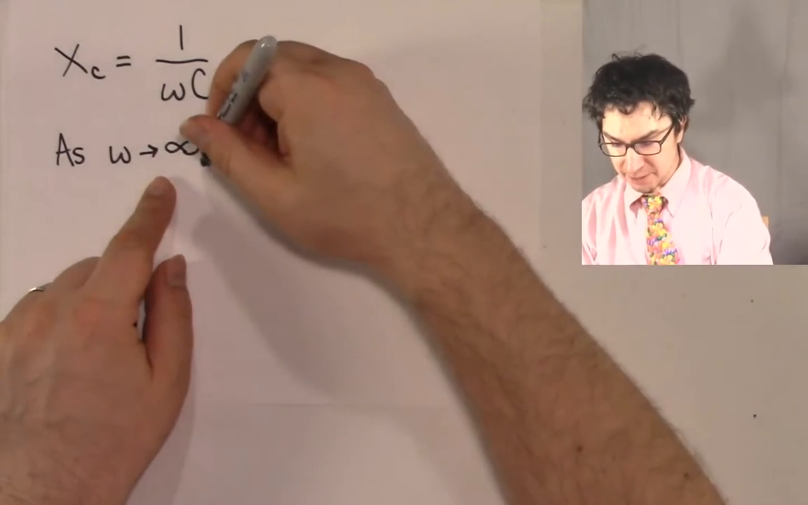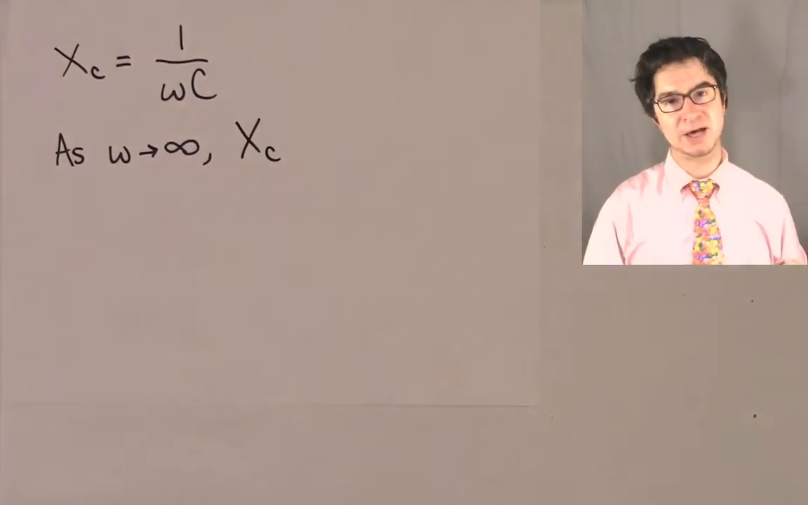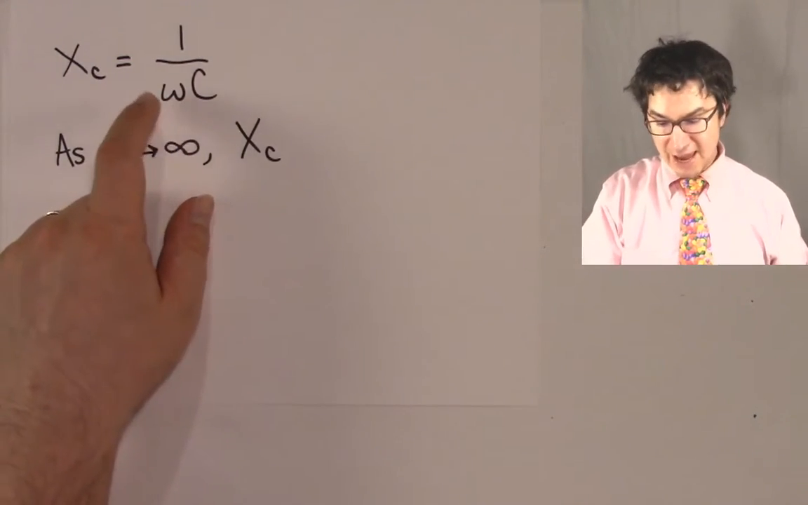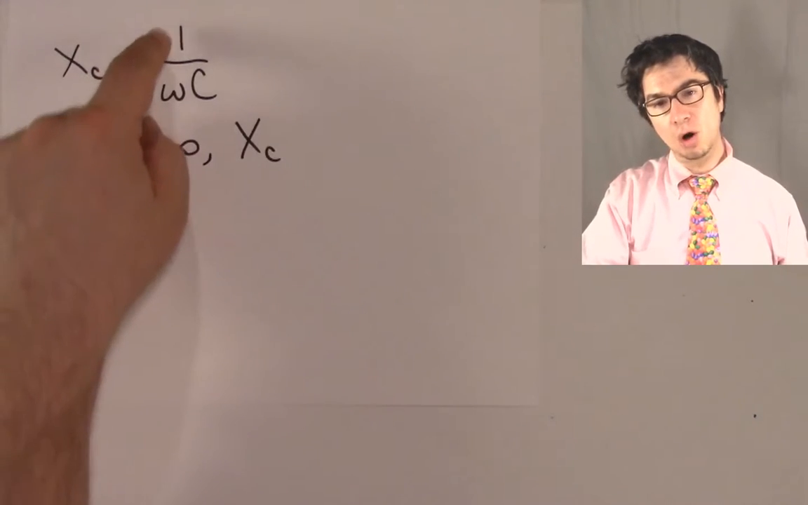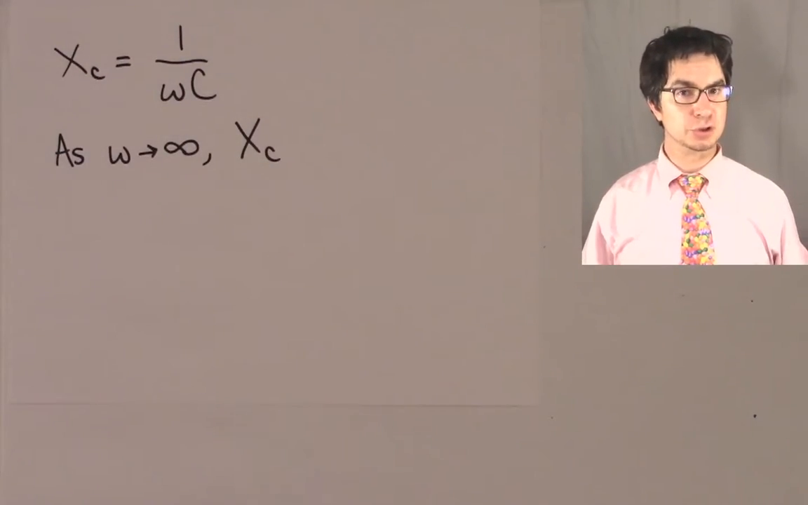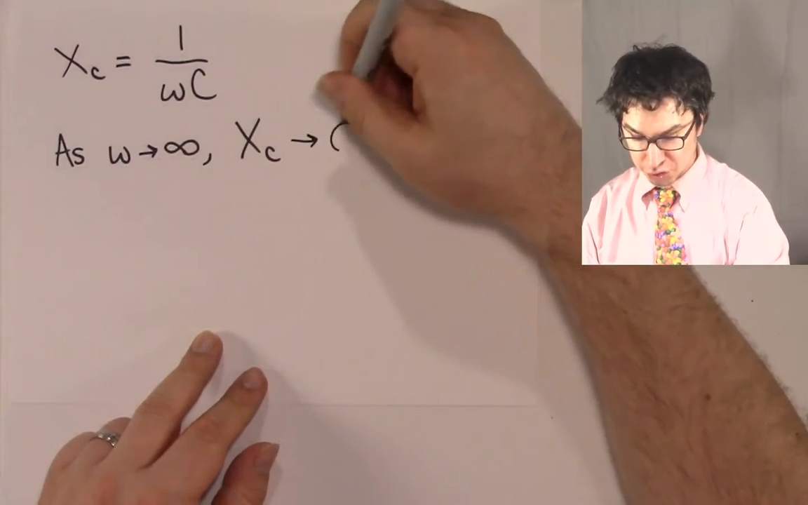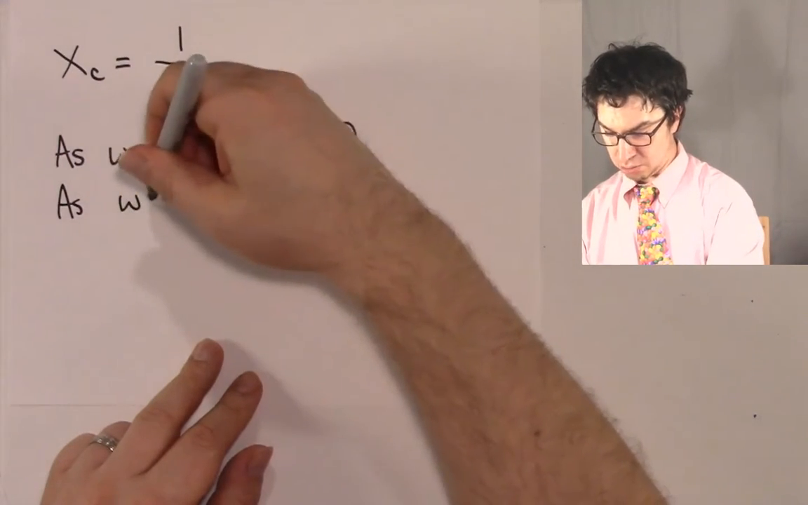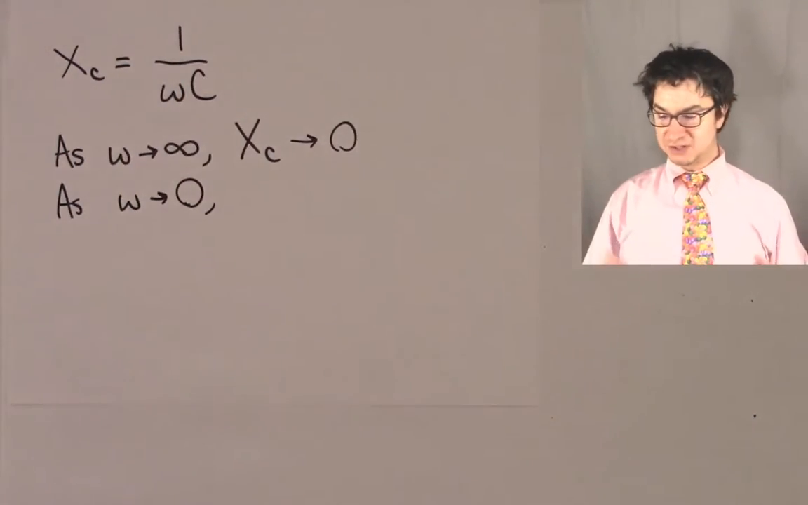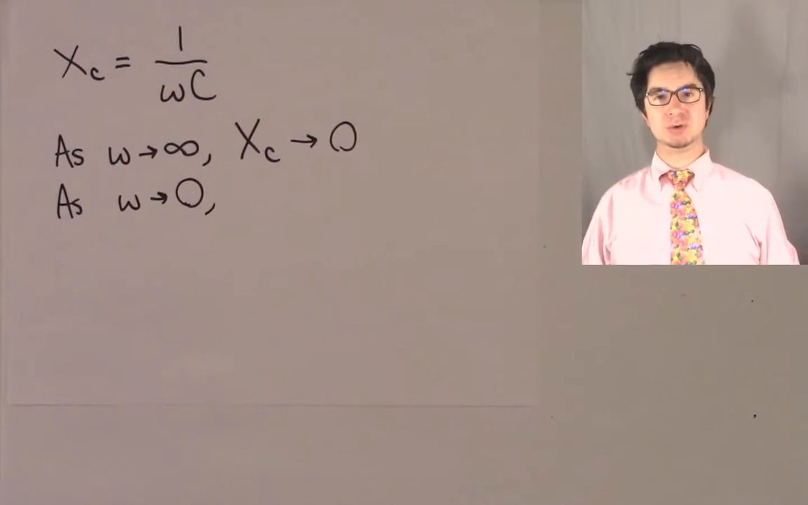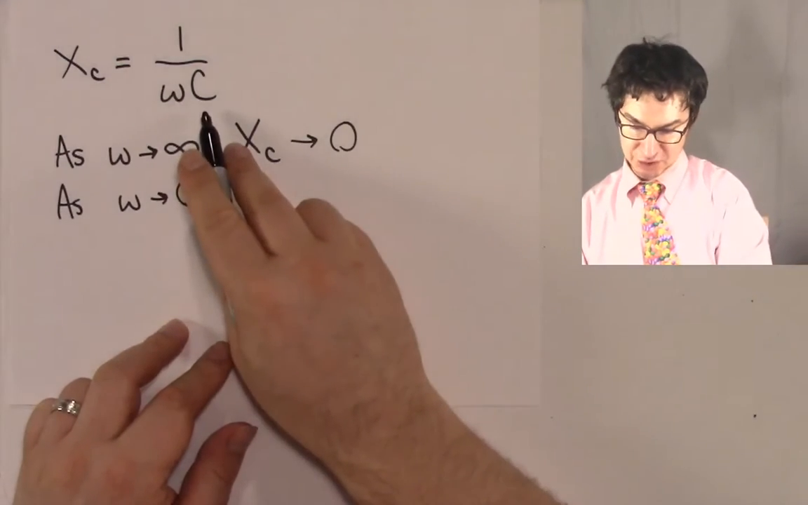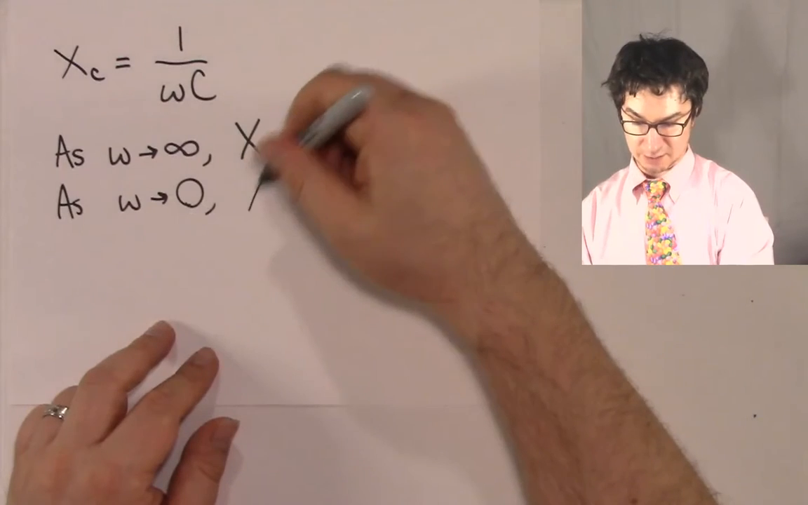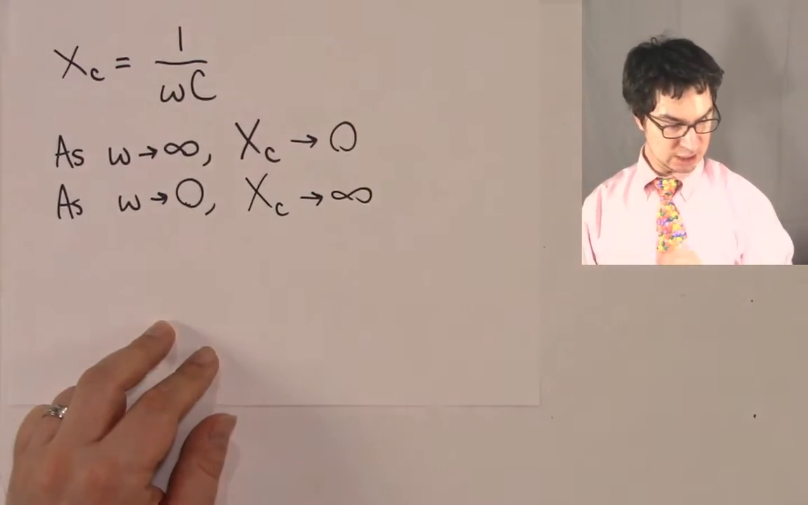What happens to X sub C? What happens to capacitive reactance? Well, as omega gets very big, ask yourself, where is omega? It's in the denominator, right? If you take 1 over a very, very large number, that's going to get closer and closer to 0. So X sub C is going to approach 0. What about as omega approaches 0? What if it's barely rotating at all? Well then, 1 over a very, very small number approaches infinity. The capacitive reactance is going to approach infinity.